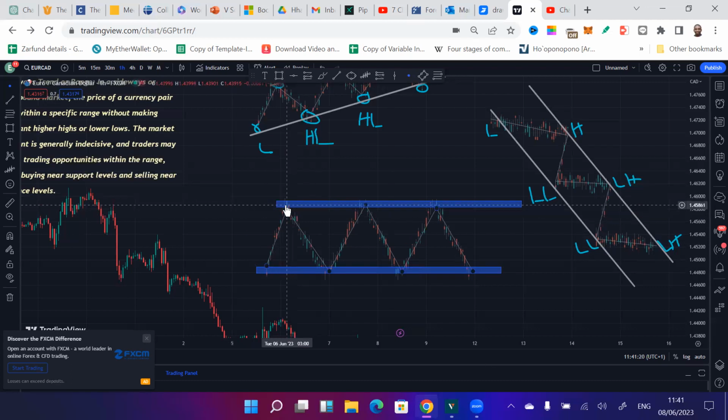If it gets to a roof, it will come down. If it comes to a floor, it will go up. It continues like that until what happens? Until it breaks out of the range. So two ways you can do this: you can wait for a breakout of the range.